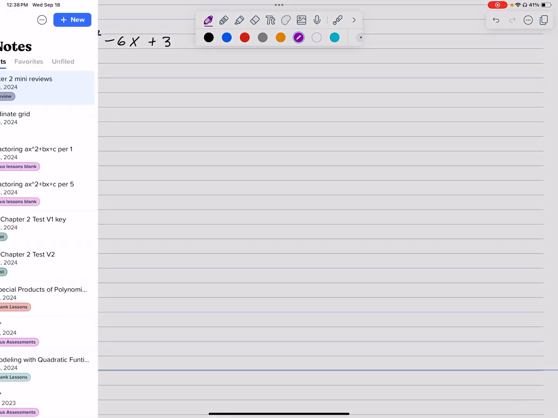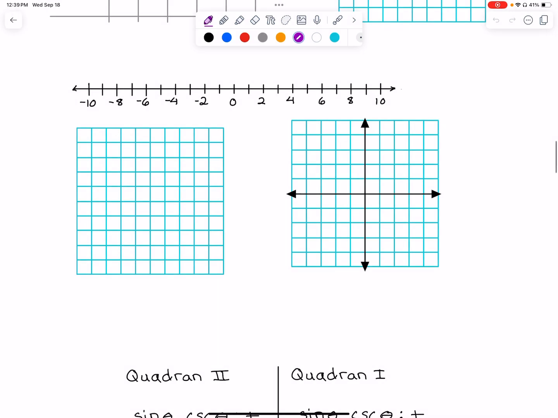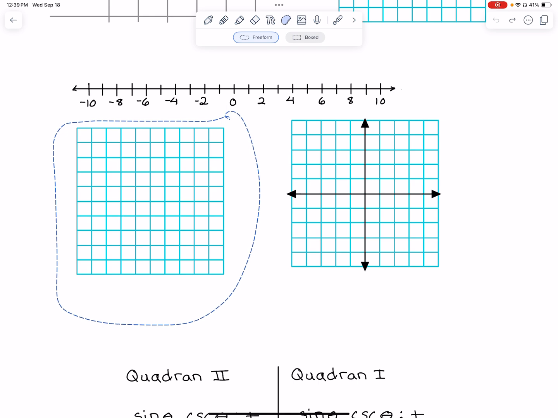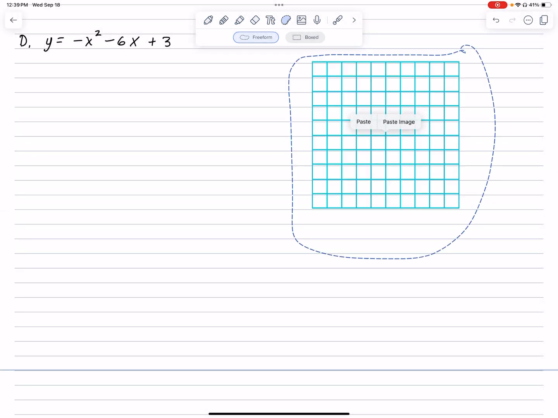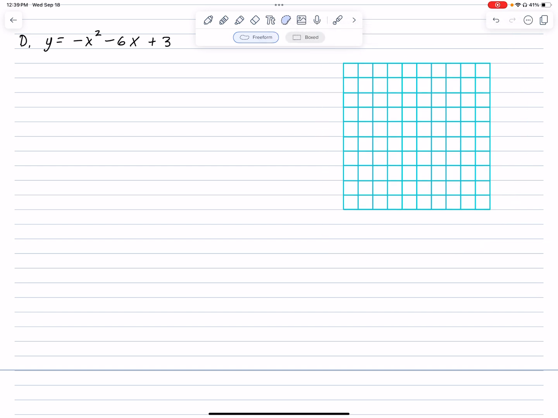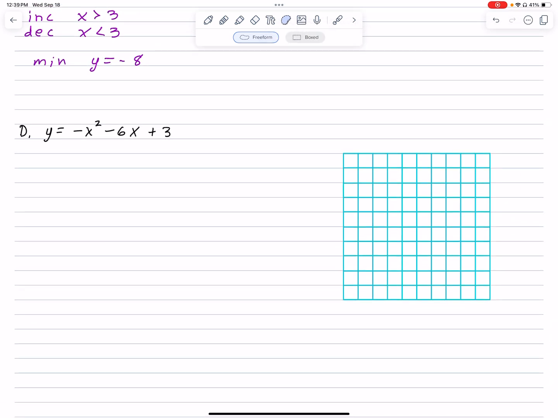Okay, let's look at D. So I'm going to grab my coordinate grid so we can graph. Let's put that over here. So remember, our job, same thing as it always is, we have to find the vertex. In this case, it's in standard form. So in order to find the vertex, first we're going to identify a, b, and c. a is -1 because that's the number in front of x squared. b is -6, and c is 3.